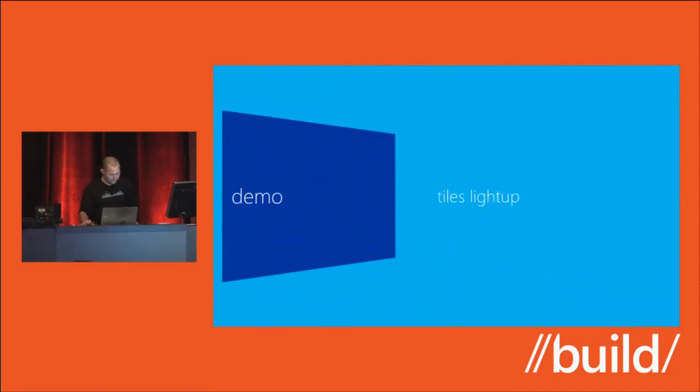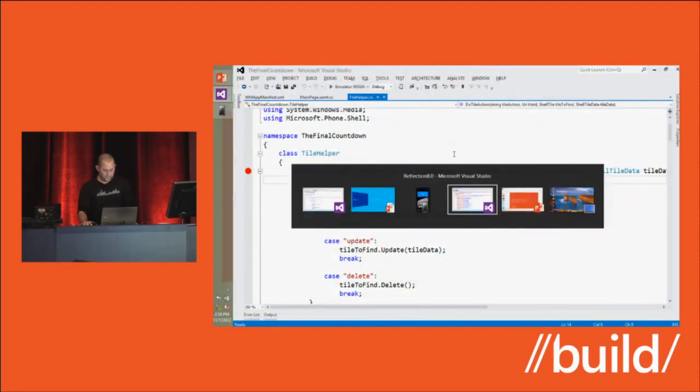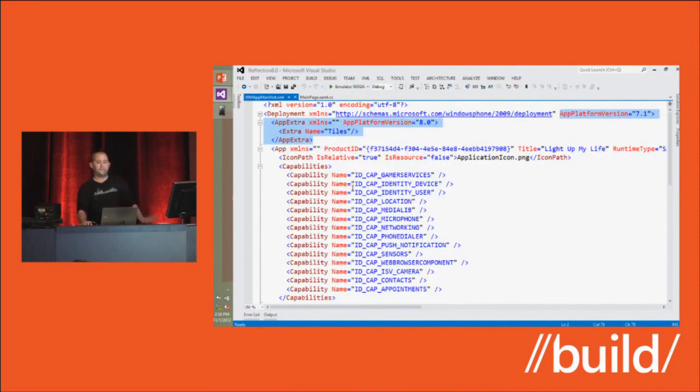So let's jump to the code. Let me stop this and get this going. This is a 7.x app, and I can prove it to you because it's app platform version 7.1. Here is the additional thing you need to put in your manifest. It's called an app extra. The specific extra is tiles. This is in the documentation as well. It just specifies that this app is trying to be a LightUp app so that the marketplace knows. And then you don't need to touch your manifest in any other way.